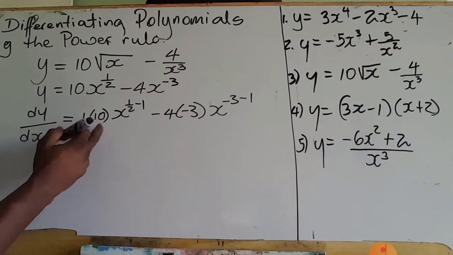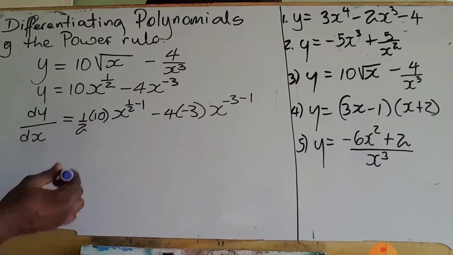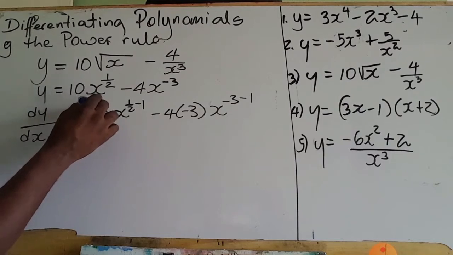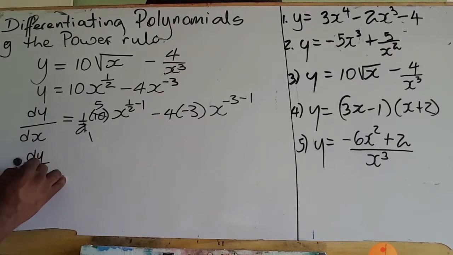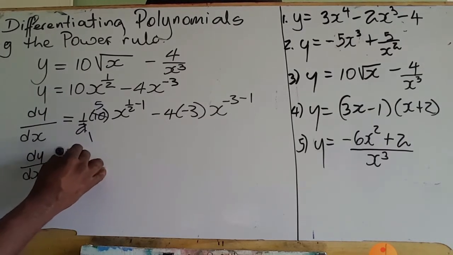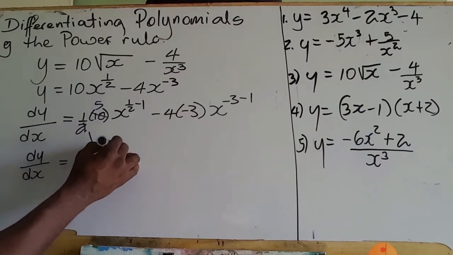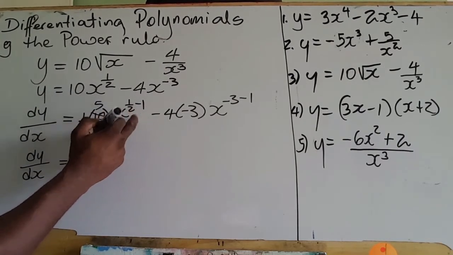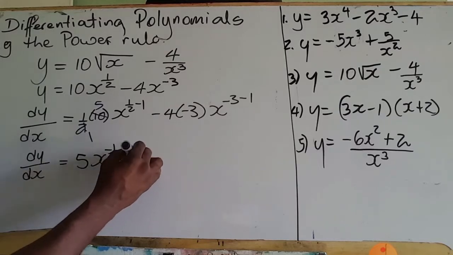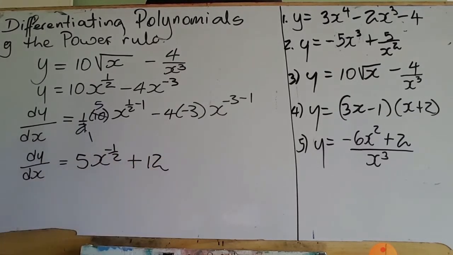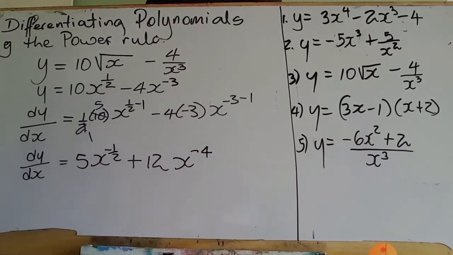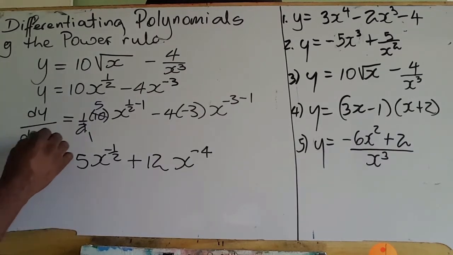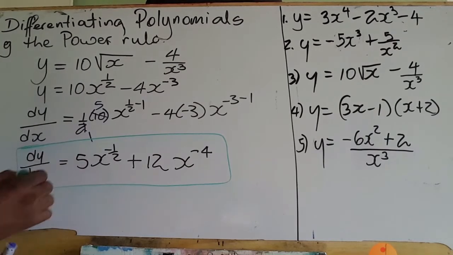Now let us see if we can simplify. We could simplify the 2 and the 10. So 2 into itself 1, 2 into the 10 5. Now let us rewrite this. dy dx is equal to 5x raised to the negative half, because a half minus 1 is going to give us a negative half. Negative 4 times negative 3, that's positive 12. And then we have x to the negative 4. Negative 3 minus 1, that's negative 4. So there we have it. dy dx is equal to 5x to the negative half plus 12x to the negative 4.